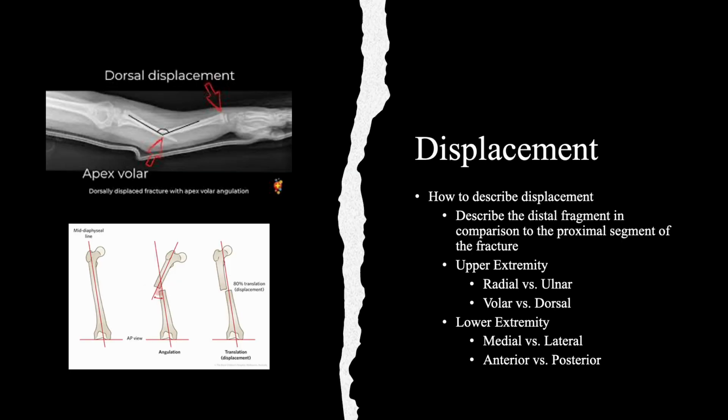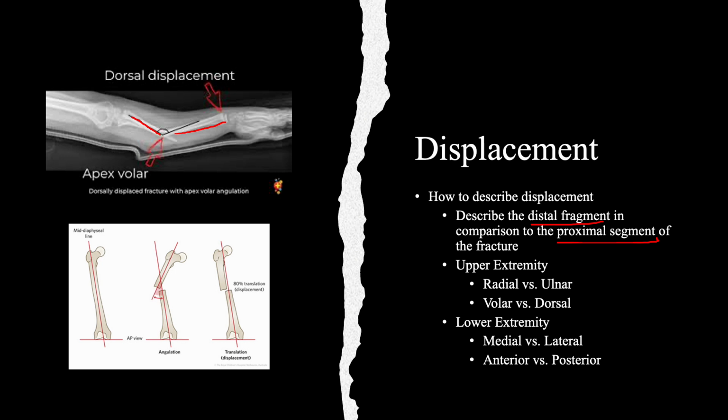Displacement. Describing displacement is a little weird. You want to describe the distal fragment in comparison to the proximal segment of the fracture. So for example, in the upper extremity, you can have radial versus ulnar, so the distal fragment is pointing radially or ulnarly, or volar versus dorsal instead of anterior versus posterior, or in the lower extremity, medial versus lateral, anterior versus posterior. But it's really important that you describe the distal fragment as it relates to the proximal segment of the fracture. So you're actually describing how this fragment moves compared to this fragment, right?